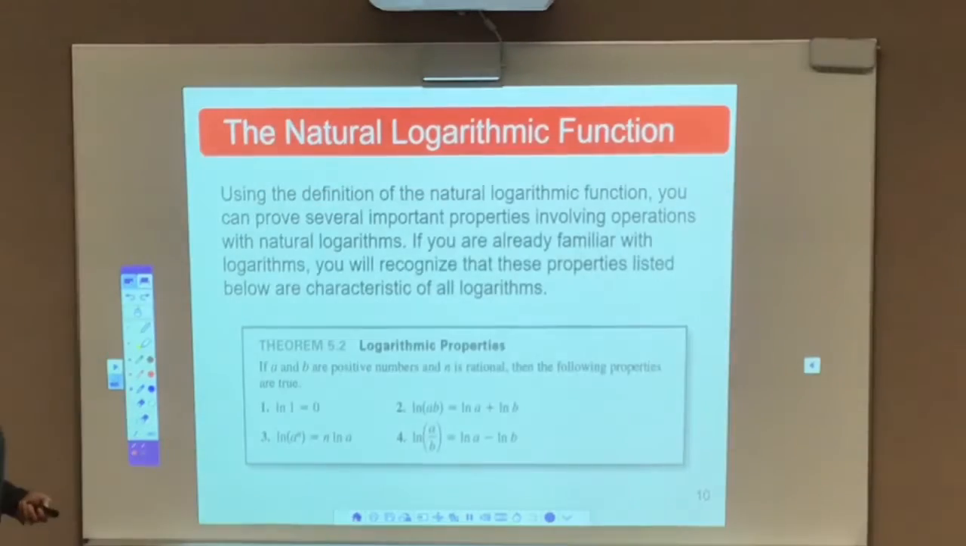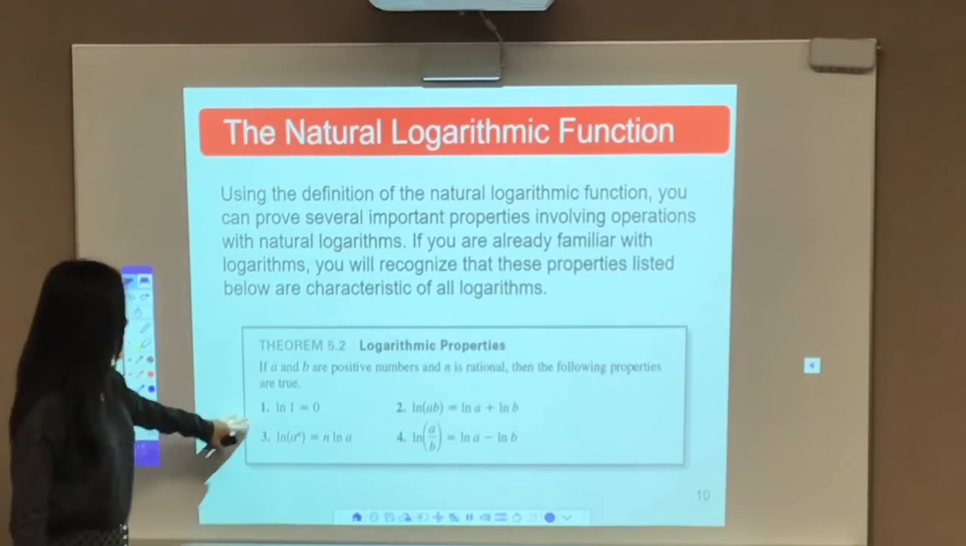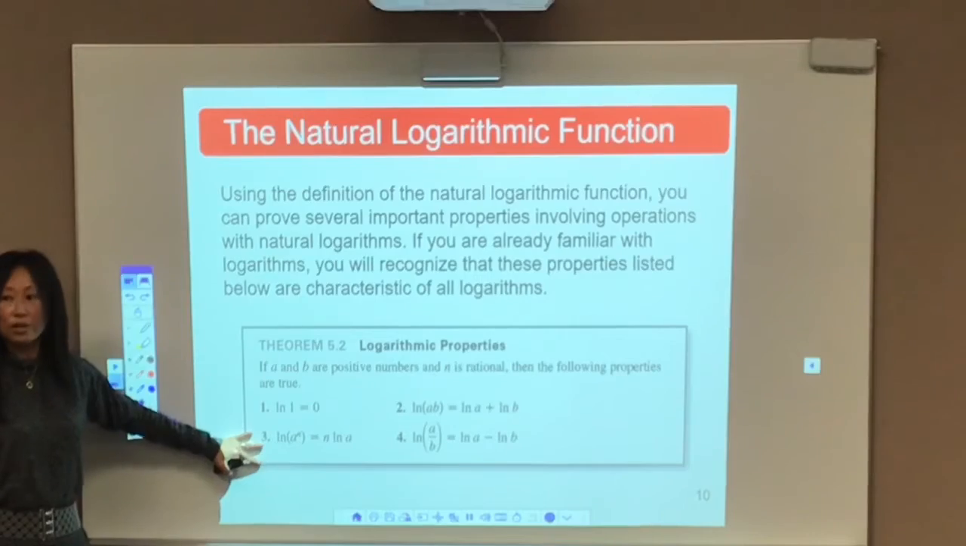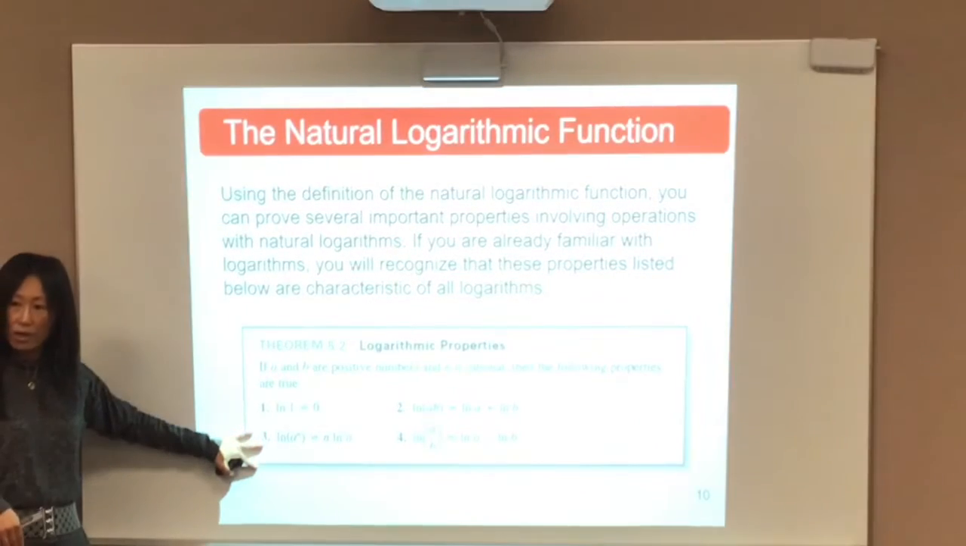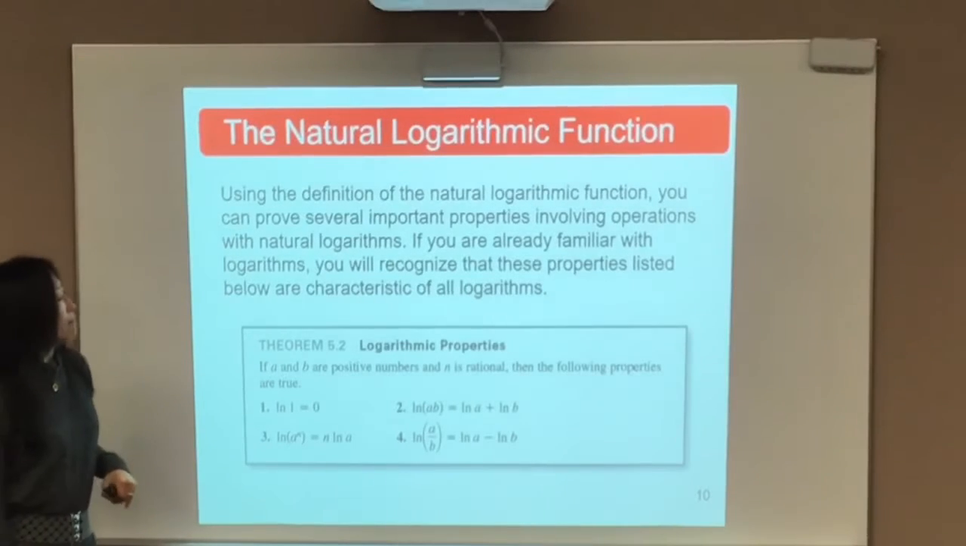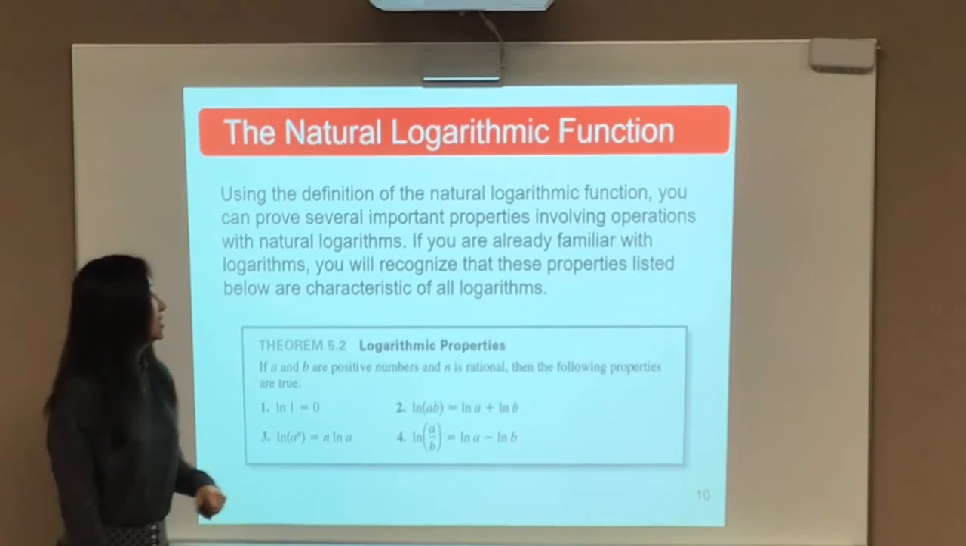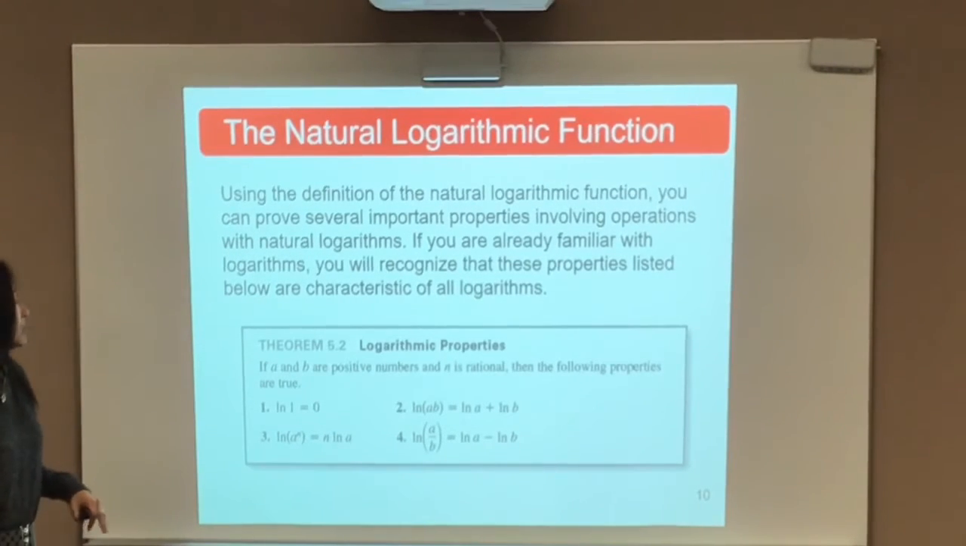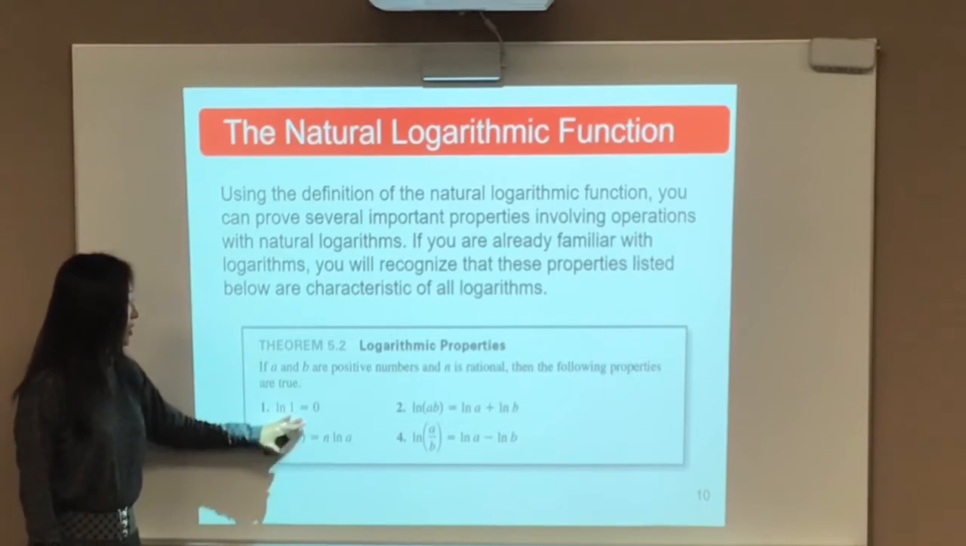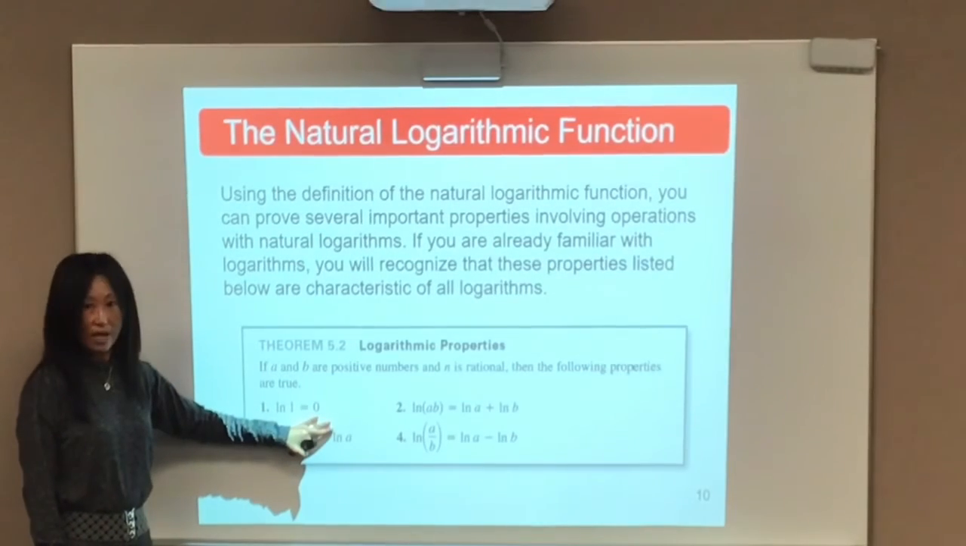It's just the properties I want you to know in case you need to utilize this to solve other problems. These are the properties you need to know, otherwise you cannot do your homework because it's going to ask you to do other stuff. So if A and B are positive numbers and n is rational, then the following properties are true. Natural log 1 is 0. We saw that, right?